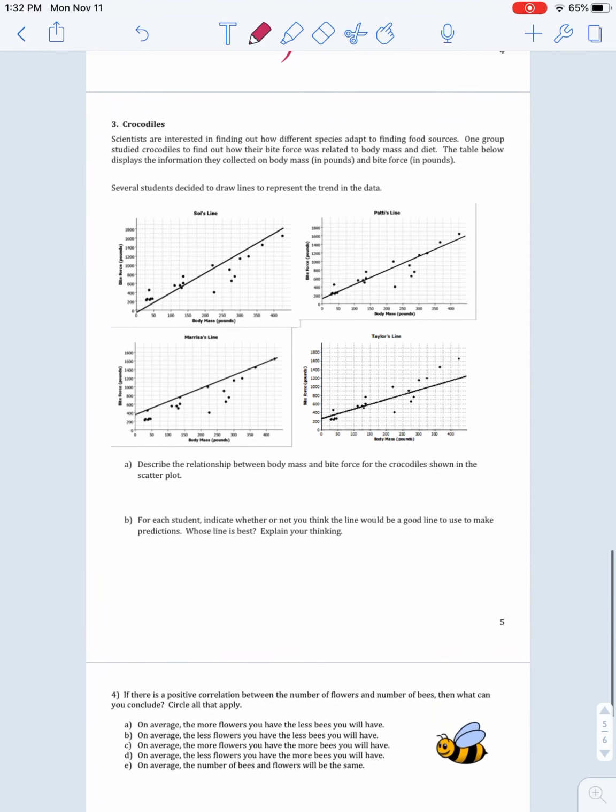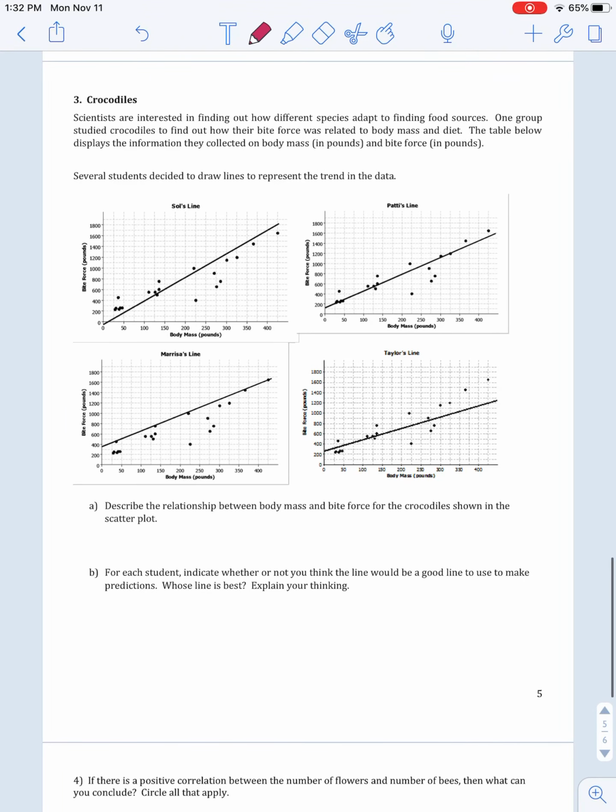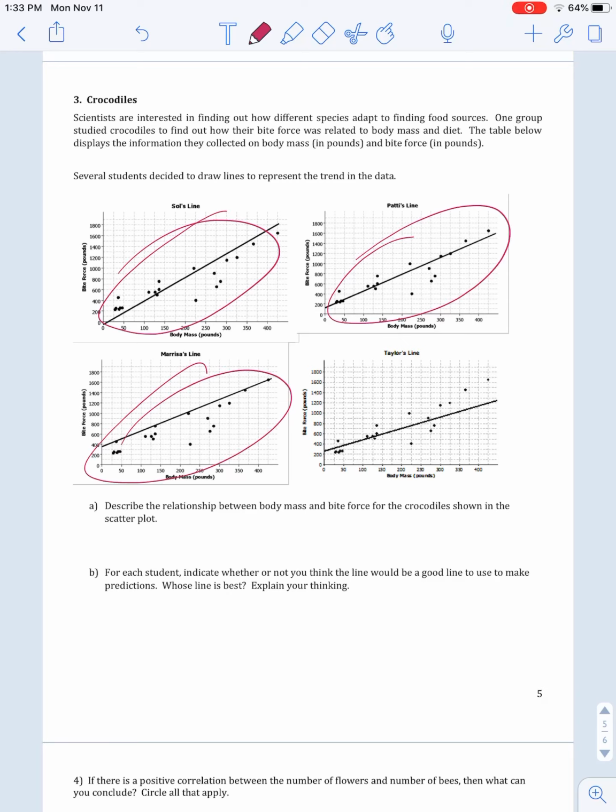Couple more questions to wrap up here. Scientists are interested in finding out how different species adapt to finding food sources. So we have some different graphs showing body mass versus the bite force of these crocodiles. The first question says, describe the relationship between body mass and bite force for the crocodiles shown in the scatter plot.